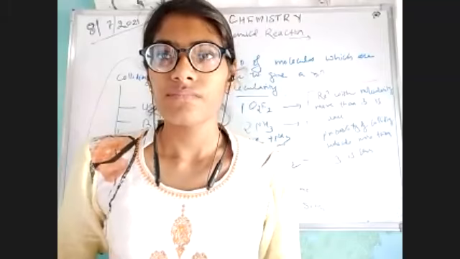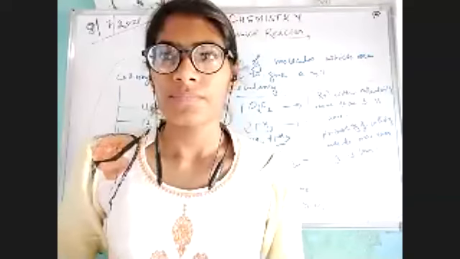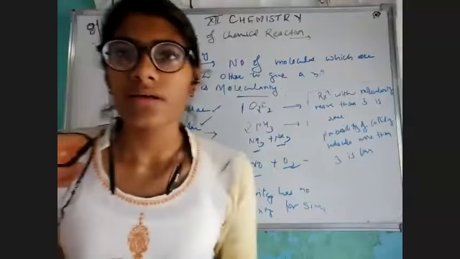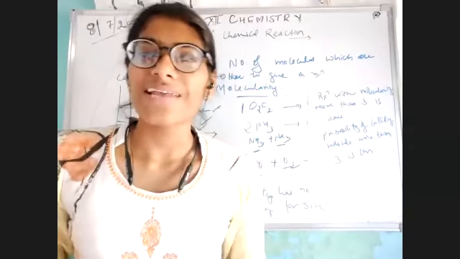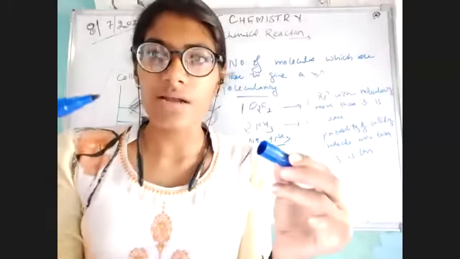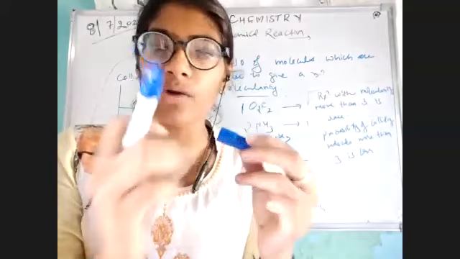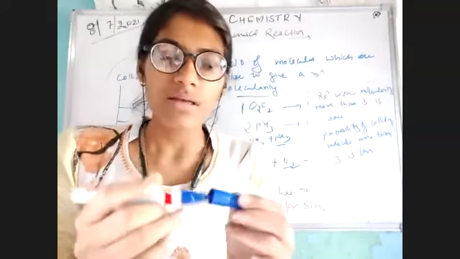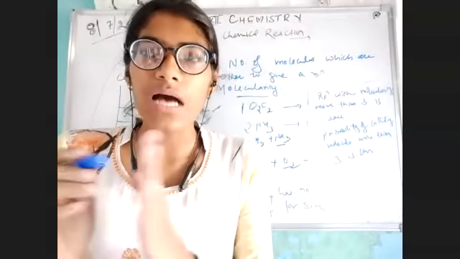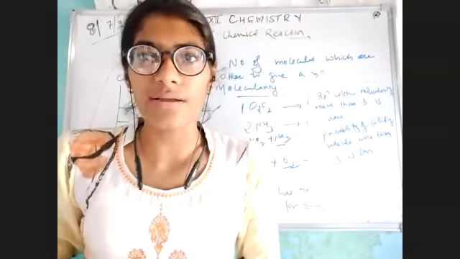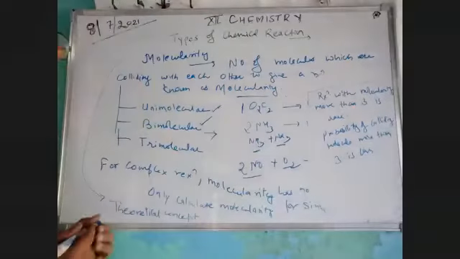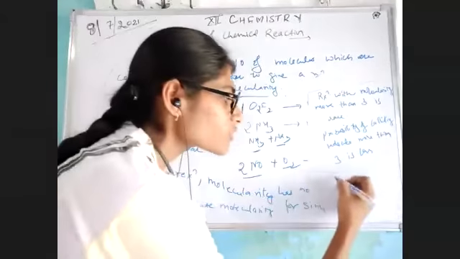Ma'am, is molecularity possible in fractions also? No, bache, molecularity is not possible in fractions. Bache, tell me one thing. Is it possible that this is a molecule and this is another molecule, and only a small part of this molecule is colliding with the other, or we can say molecules are colliding in a fraction? That is not possible, right? Molecules collide only in whole numbers, that one molecule is colliding with another molecule. Okay, so molecularity cannot be a fraction and molecularity cannot be zero also.